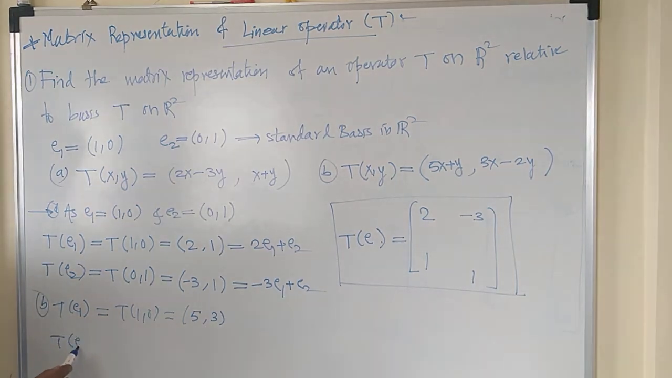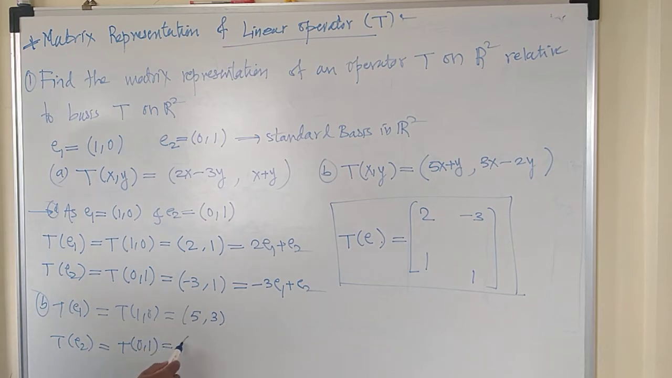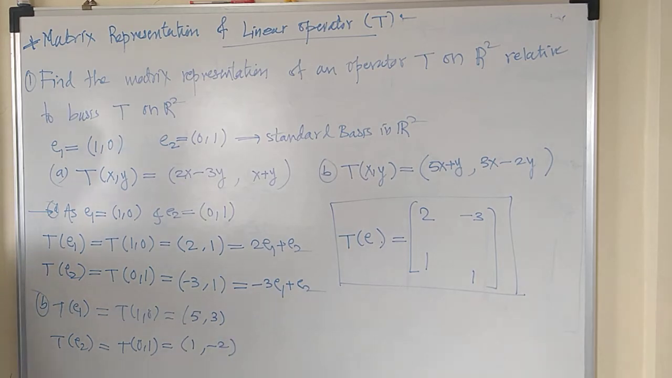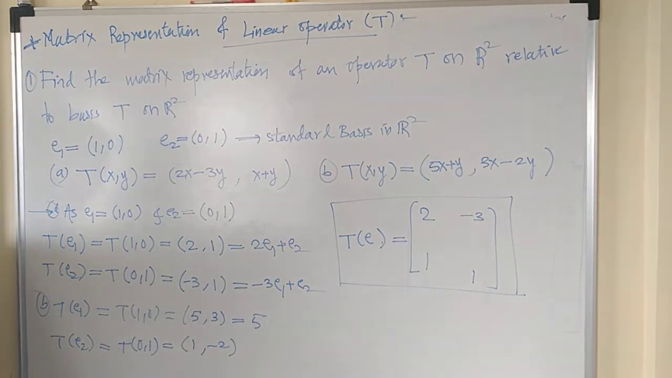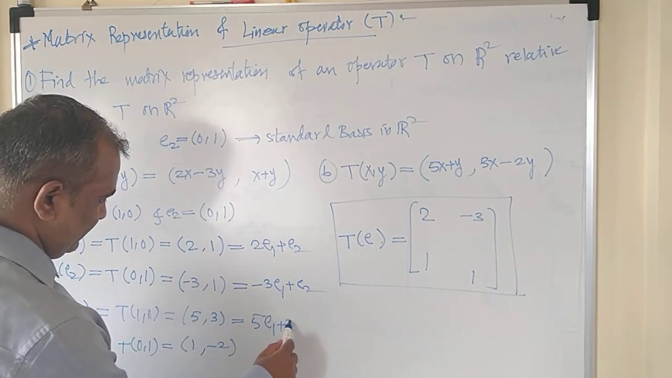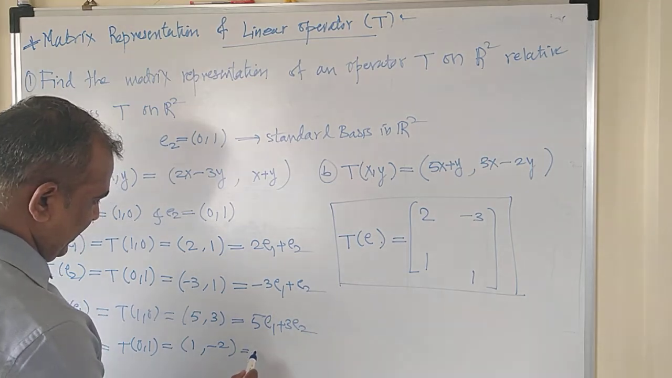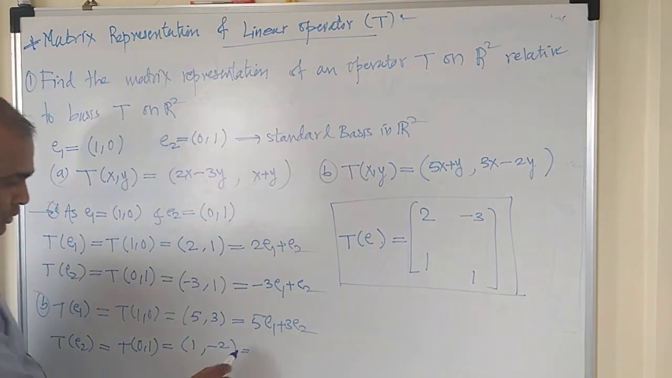And TE2, put the values of x and y as 0 and 1. If x is equal to 0, you will get 1 here, and with x equal to 0, y equal to 1, you will get minus 2 here, right? So 5 and 3, 1 and minus 2, and you can write these relations as: you will get TE1 equals 5E1 plus 3E2, and TE2 equals E1 minus 2E2.